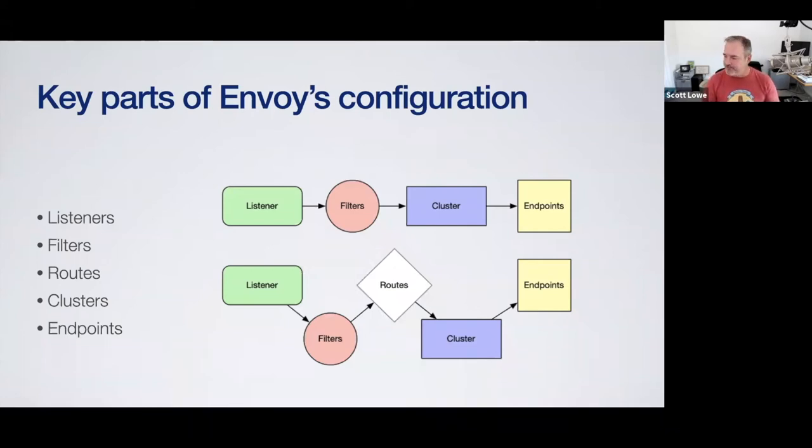And so the general life of a traffic flow is traffic comes in through the listener. It is manipulated by the filters, and there may be multiple filters in place. If it's unpacking HTTP traffic, as an example, it'll look at a series of routes to determine where it needs to go. Those filters and those routes, if applicable, will then direct it to a cluster. And then out of that cluster, it will send traffic to one of the endpoints based on its load balancing algorithm. You know, is it going to be round robin? Is it going to be least number of connections, et cetera, et cetera?